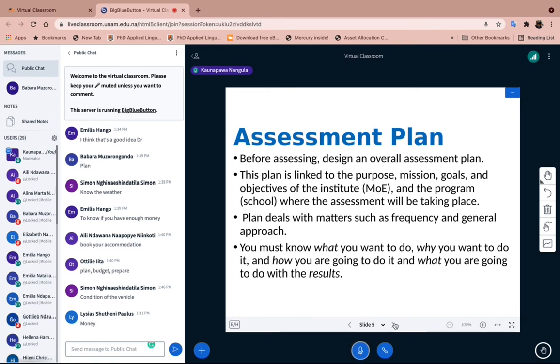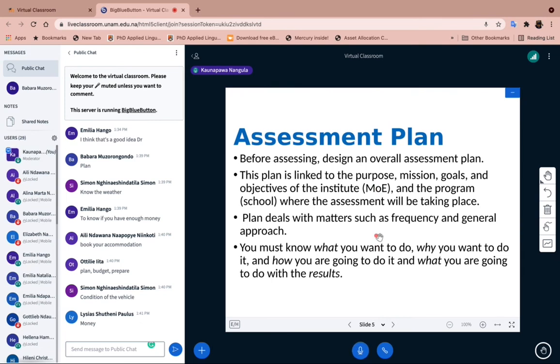And the objectives of the institutes are mostly always provided by the Ministry of Education, and the program or the school where the assessment is. So there should be a purpose, mission, and goal for the school as well. All right, and this could be slightly different from the mission and goals that are provided by the Ministry of Education, but it should be driven from the goal that has been given by the Ministry of Education.